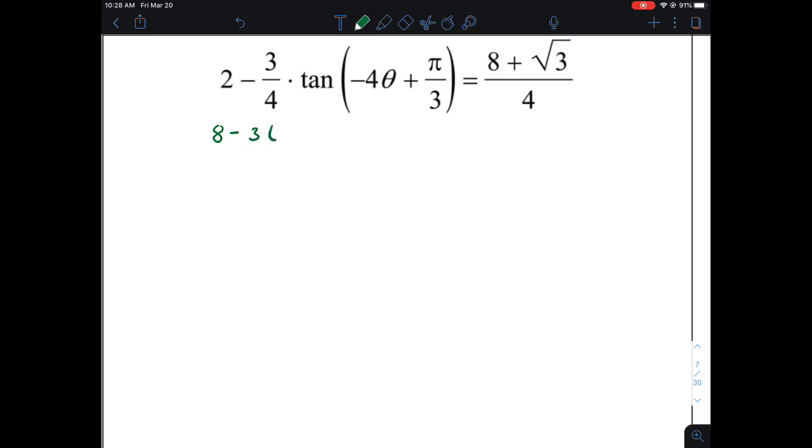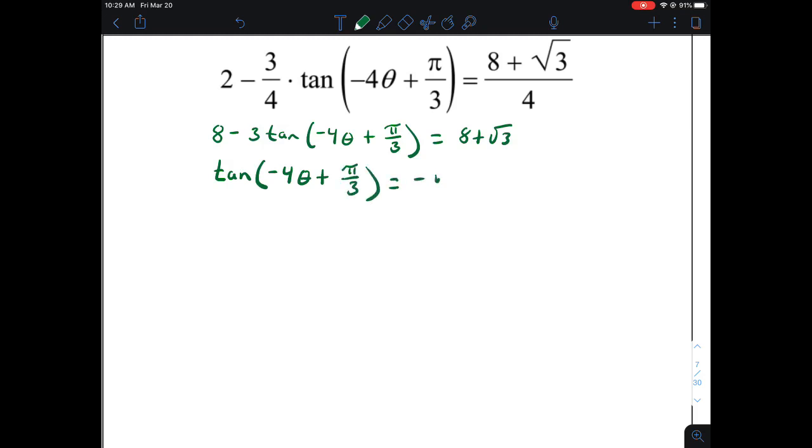So I'd have 8 minus 3 tangent of negative 4 theta plus pi over 3 is equal to 8 plus the square root of 3. And I got rid of the denominators of 4. And then I would subtract 8 from both sides and divide by the negative 3 multiplying the tangent. And I have this: tangent of negative 4 theta plus pi over 3 is equal to the negative square root of 3 over 3.